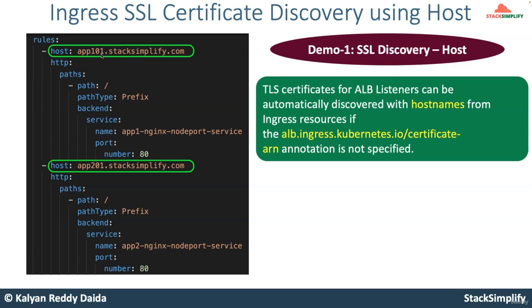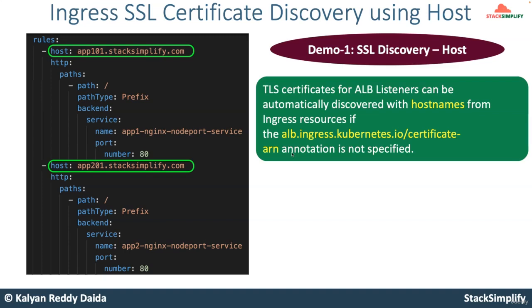Which is nothing but it will associate with your application load balancer. We explicitly don't need to define this certificate ARN annotation. Which is a very good thing, that we don't need to go to our certificate manager, go to that respective certificate, get the ARN and hard code that ARN in the ingress service. We don't need to do all those tasks.